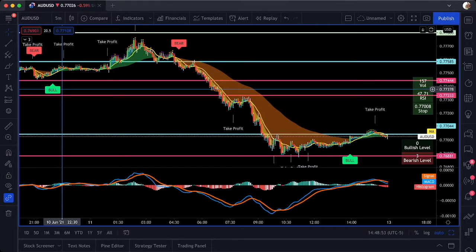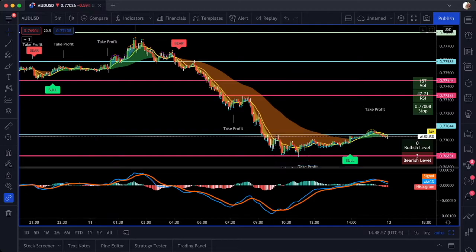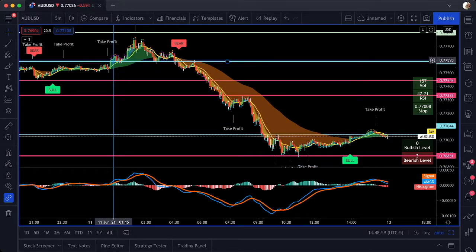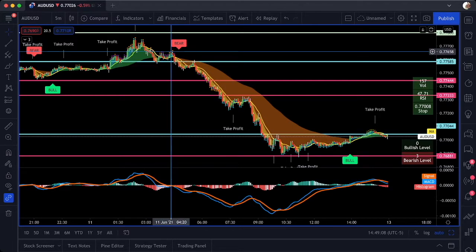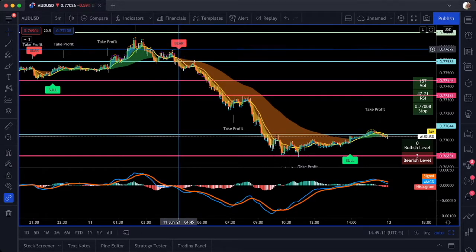9MA is curling up, kind of went sideways for a few moments until it broke that resistance there, continued up, started to pull back a little bit, did a slight pull up there, and then it confirmed the start of a downtrend with the bear signal.